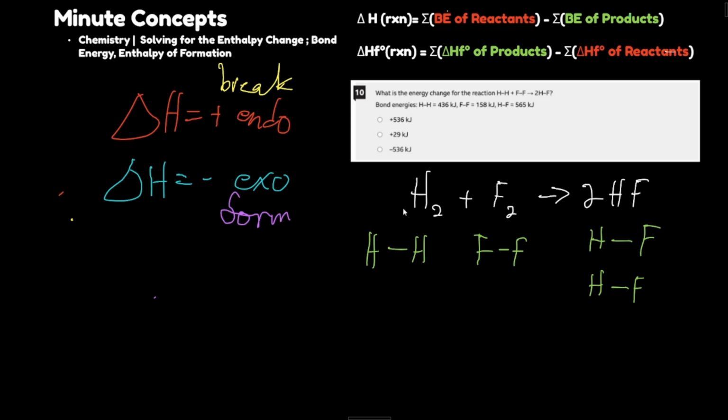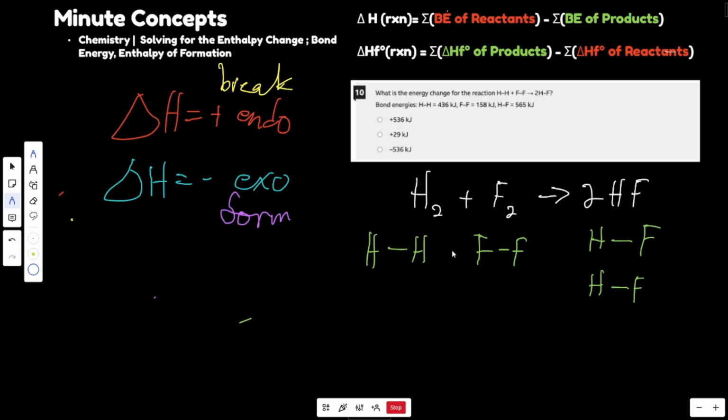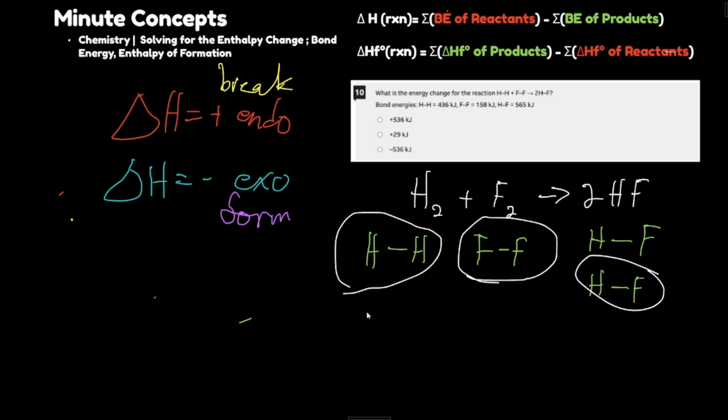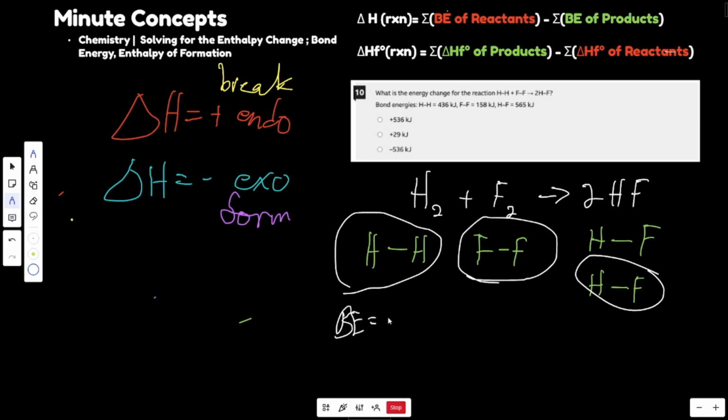Now let's count the bonds present. Each of these bonds is different, and that's important to note. The single bond shared between the hydrogens is not the same as the single bonds shared by the two fluorines and the hydrogen fluorides. These all have different bond energies, and as you can see here, they're given. This bond energy is 436 kilojoules, this one is 158 kilojoules, and this one is 565 kilojoules.